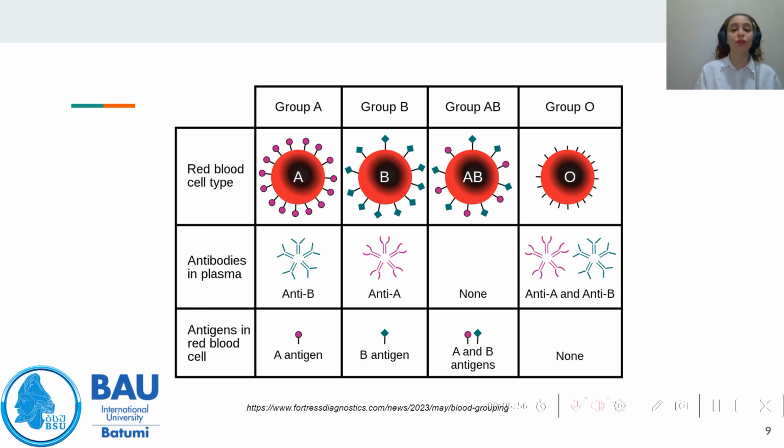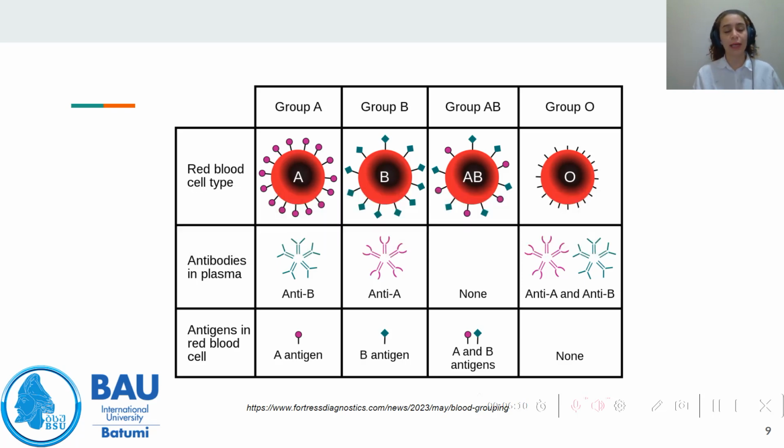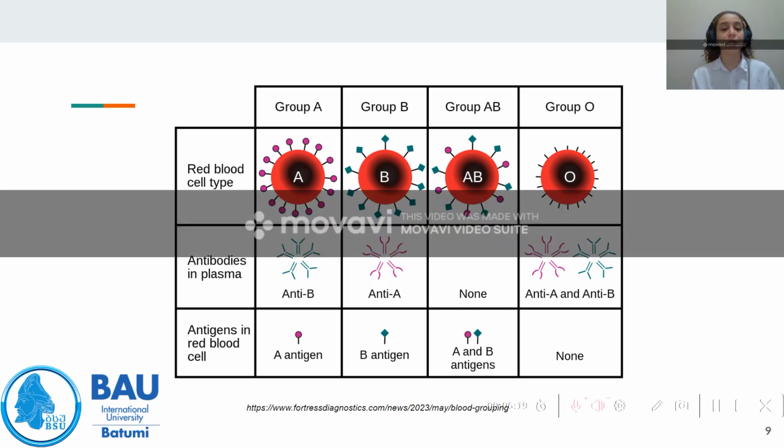However, group AB has A and B antigens on the surface, and we don't expect to find any anti-A or anti-B antibodies in the plasma. Now, speaking of the O blood group, as we know, it doesn't have any A or B antigens on the surface. That's why we expect persons with the O blood group to have both anti-A and anti-B in their plasma.